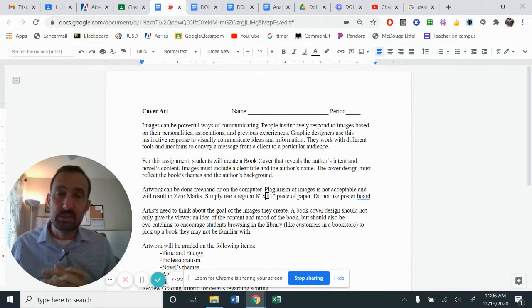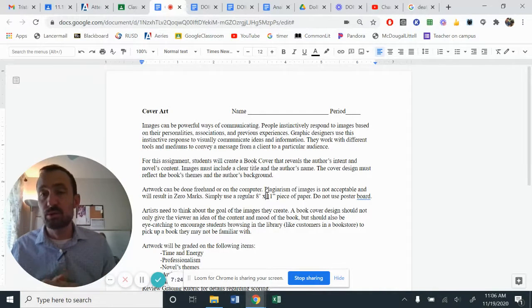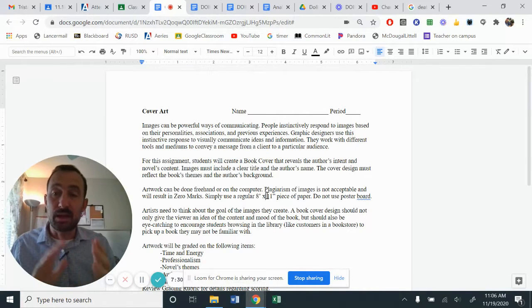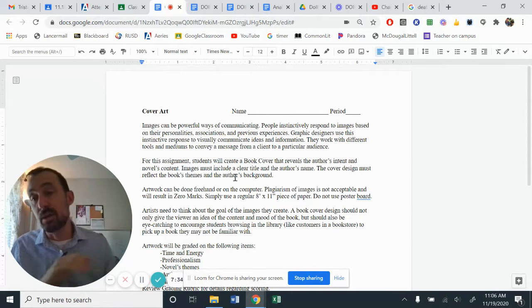artwork and then upload it. You guys also have cameras on your computer. So if you want to turn on the camera, hold up your paper, take a picture, that's perfectly fine as well. I've had people actually put it onto a Word document, like they've inserted a picture on their Word document and then uploaded the Word document because sometimes that's easier to format for Google Classroom.